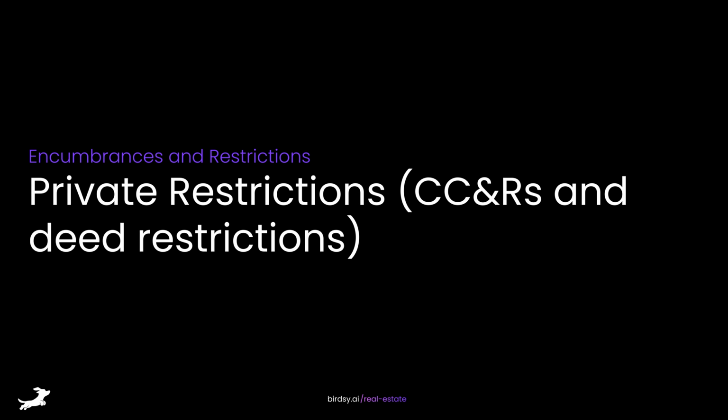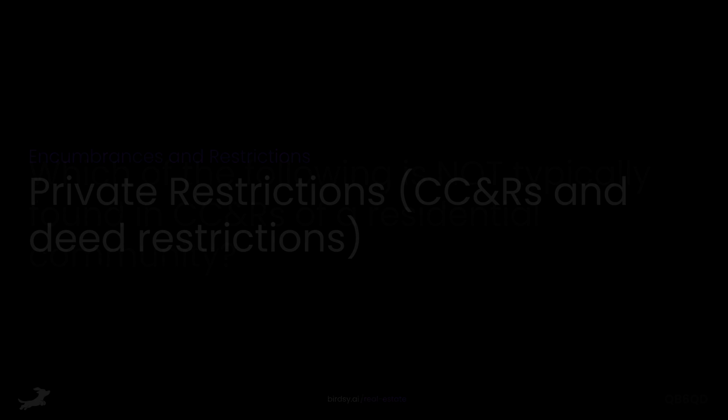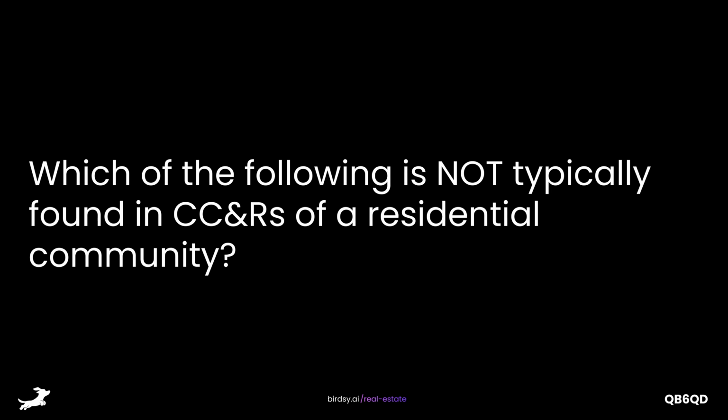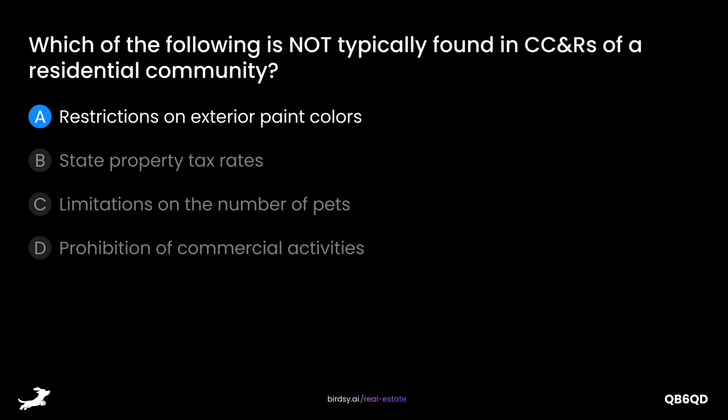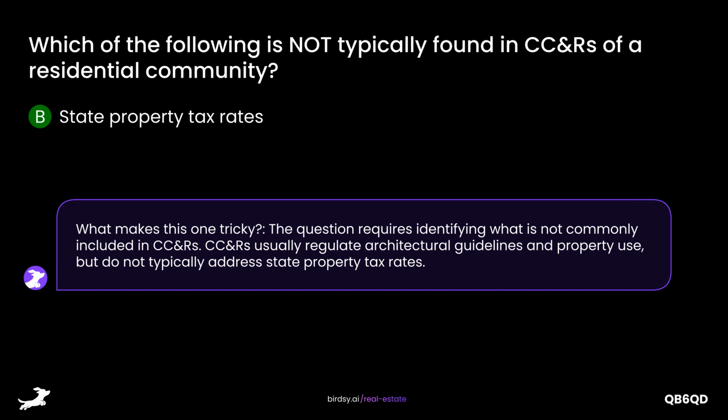Private restrictions, CC&Rs, and deed restrictions. Which of the following is not typically found in CC&Rs of a residential community? Is it A, restrictions on exterior paint colors, B, state property tax rates, C, limitations on the number of pets, or D, prohibition of commercial activities? The answer is B, state property tax rates. What makes this one tricky?